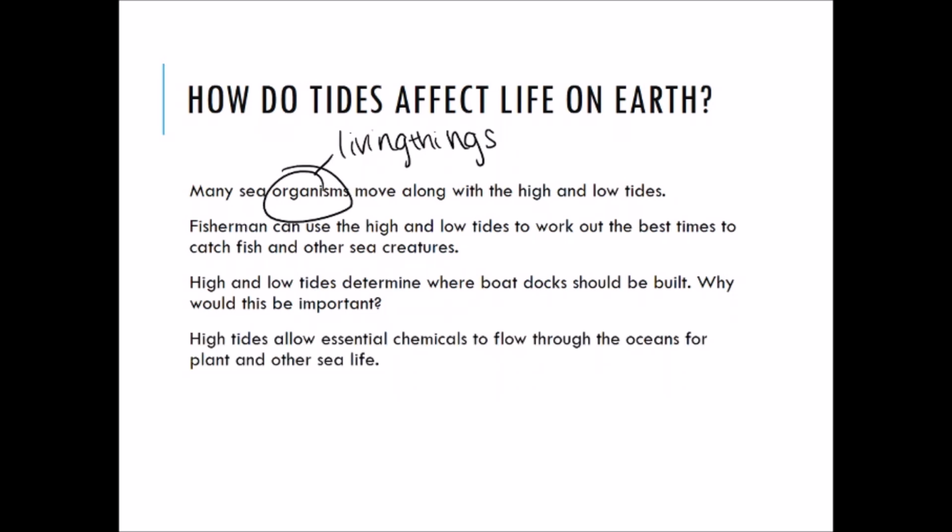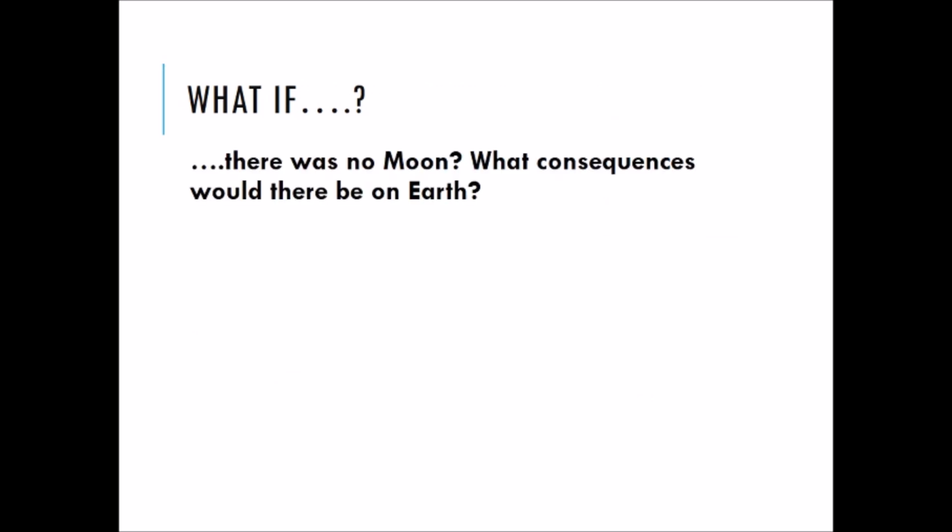So high tides allow essential chemicals to flow through the oceans for plant and other sea life to grow, to live, and that in a way also can create habitats for other organisms. So tides are being used to produce electricity through hydroelectric dams. All right. And big question before you leave today. What if there was no moon? What consequences would there be for our Earth?